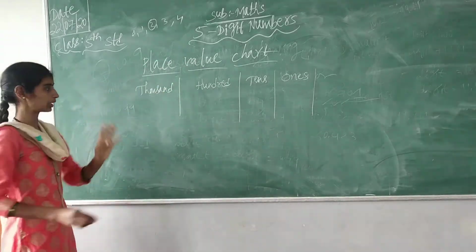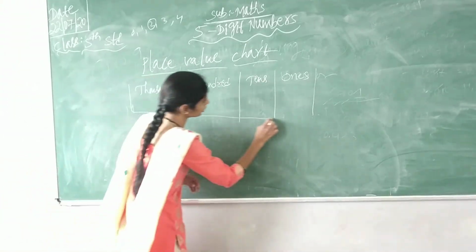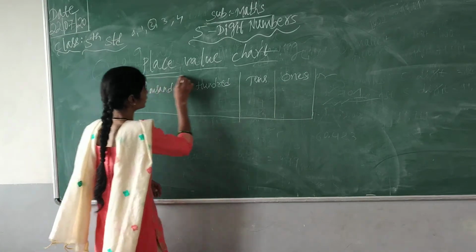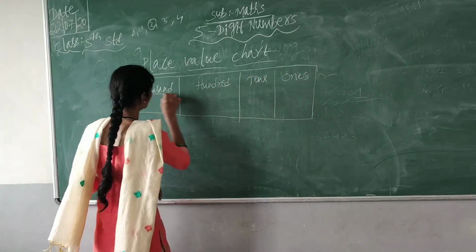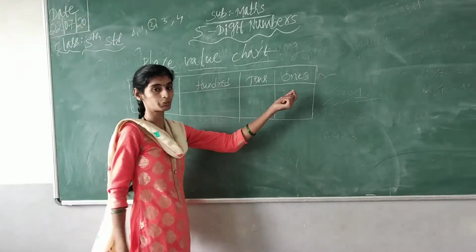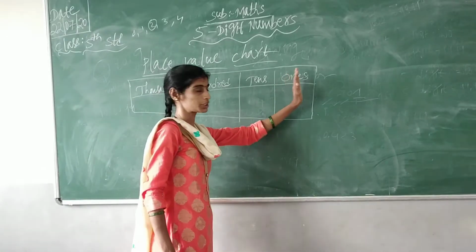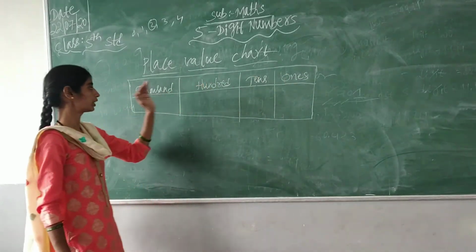4-digit numbers have 4 places. Yes or no? I hope in your 4th standard you all have learned this. So these are the place values for a 4-digit number. So what is the first place? Ones. You have to start from ones, tens, hundred, thousand.